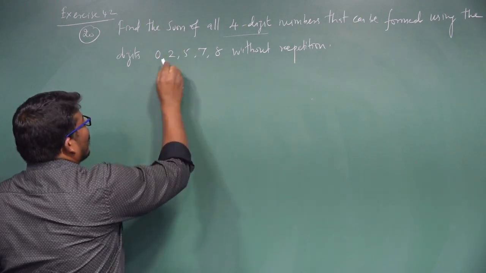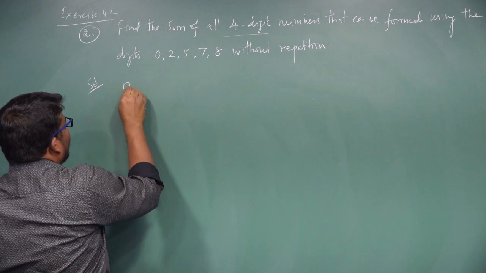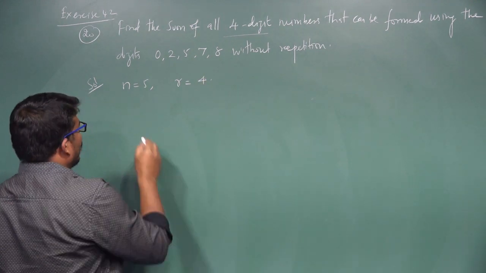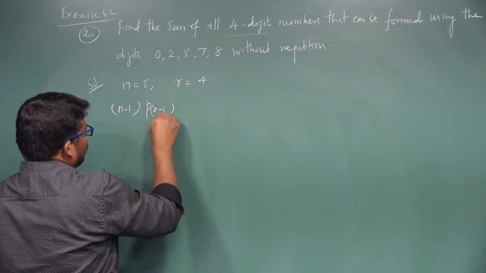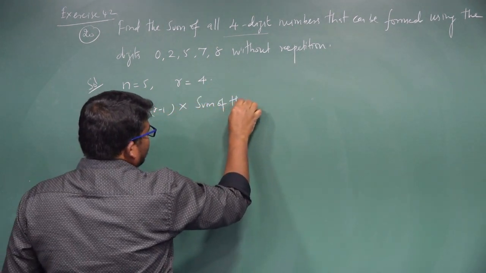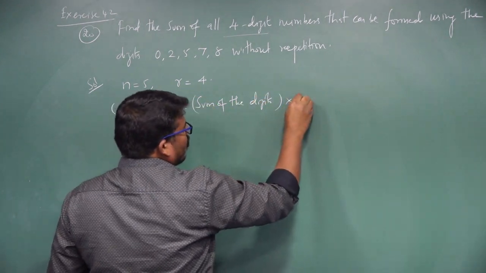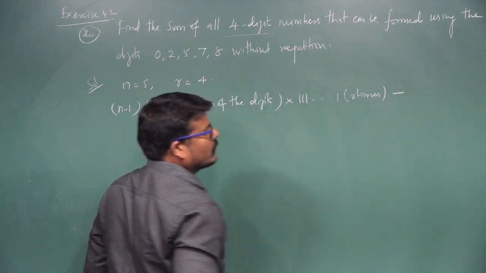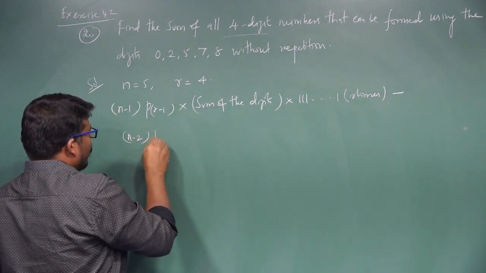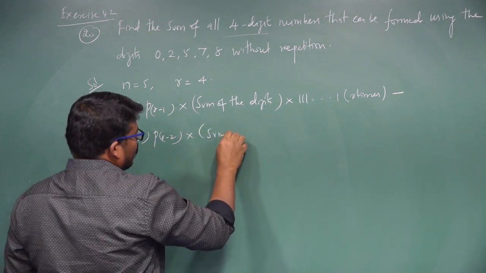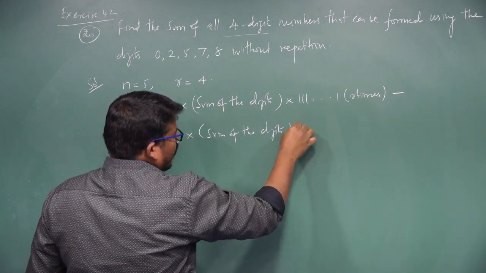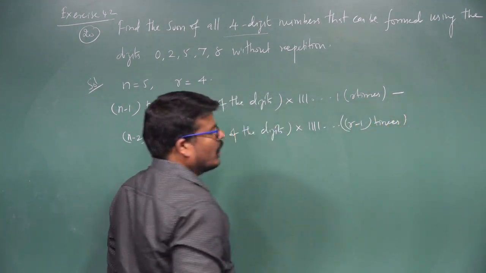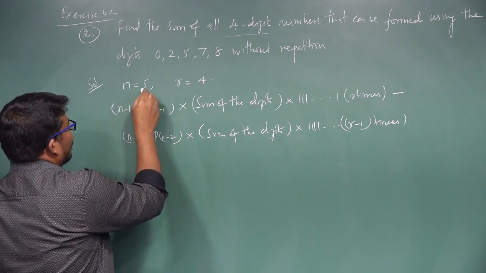The given number of digits is 5, so n equals 5 digits and r equals 4 for 4-digit numbers. Writing the formula: (n minus 1)P(r minus 1) into sum of the digits into 1, 1, 1 and so on, r times, minus (n minus 2)P(r minus 2) into sum of the digits into 1, 1, 1 and so on, r minus 1 times.